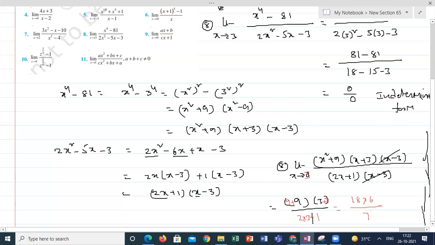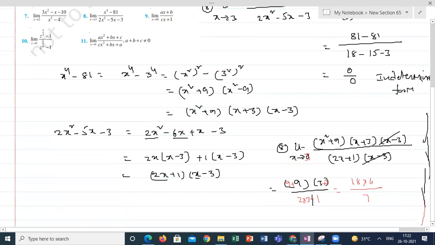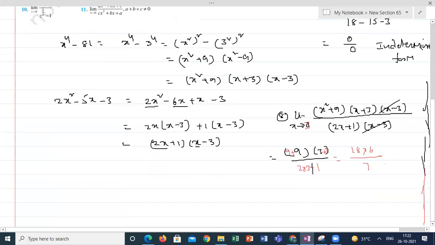What is the value of 18 into 6? 108 by 7: 60 plus 48 is 108. So the answer to the given limit question is 108 by 7. That's it. You can go to the next one.